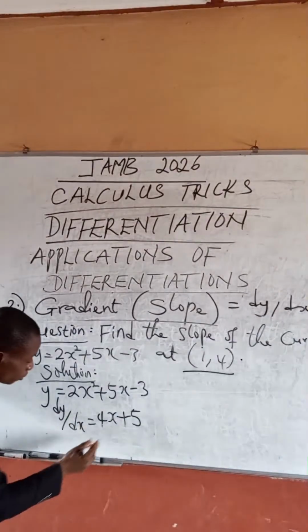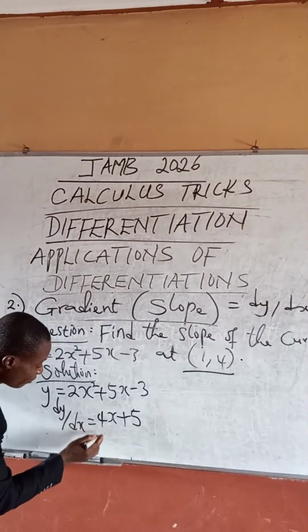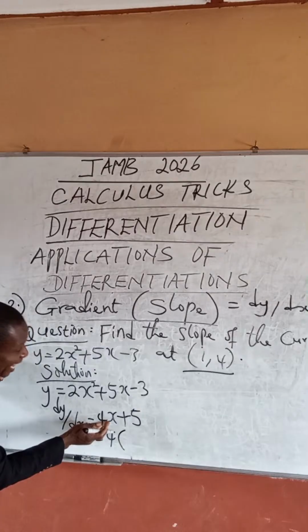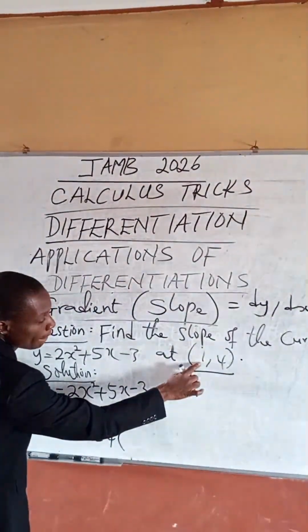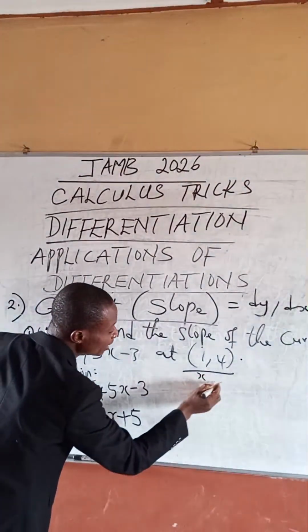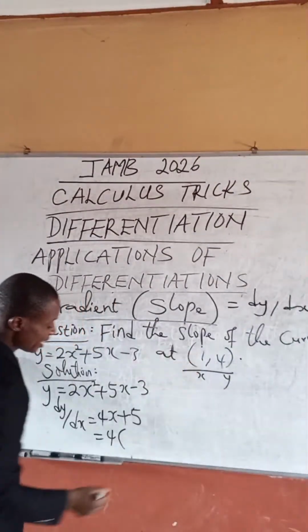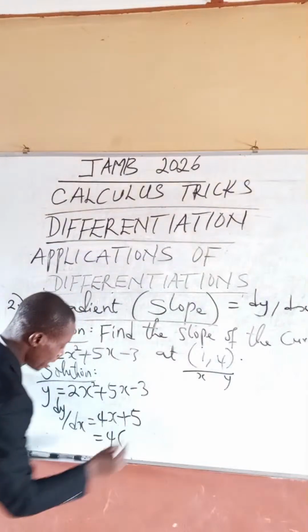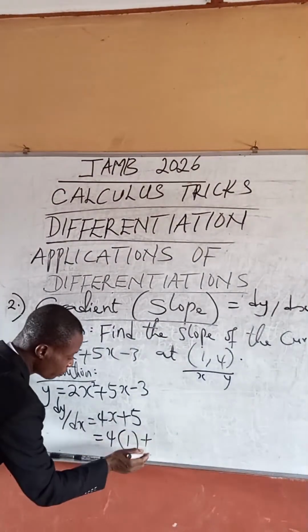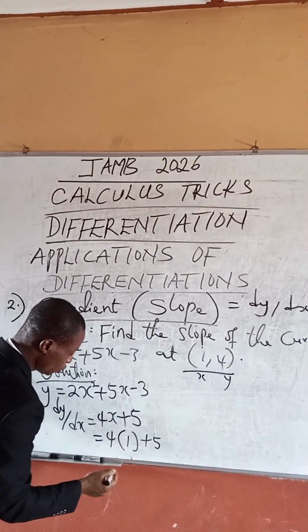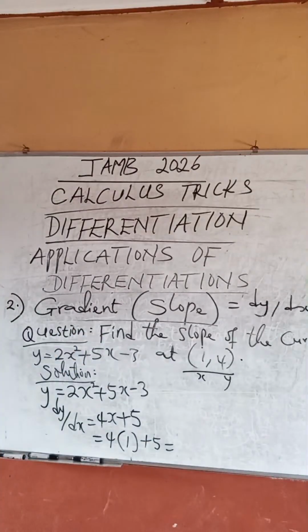So the slope, which is dy/dx, will now be 4 open bracket x. This is our x. Don't use 4. Use the x, not y. The first one here is x, this is y. So use x equals 1. So this is 1. Close the bracket. Then plus 5. What should be the answer? So who can tell us the answer?